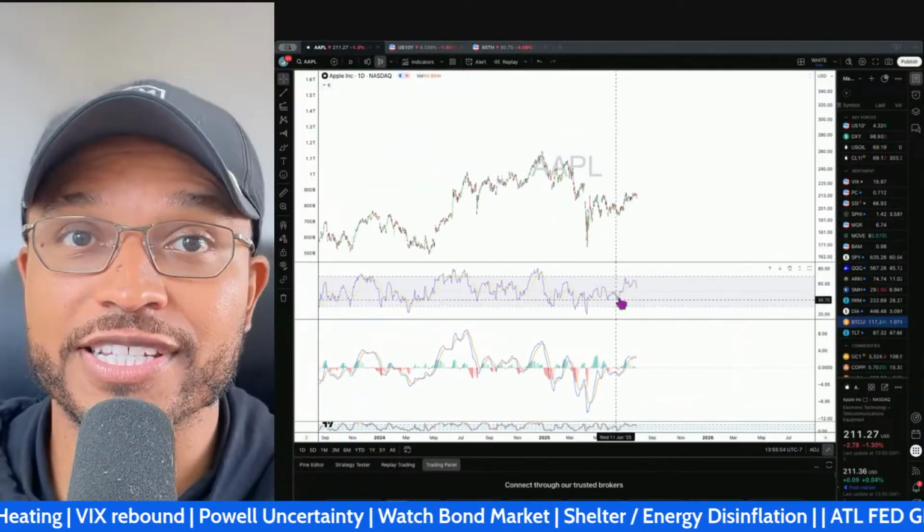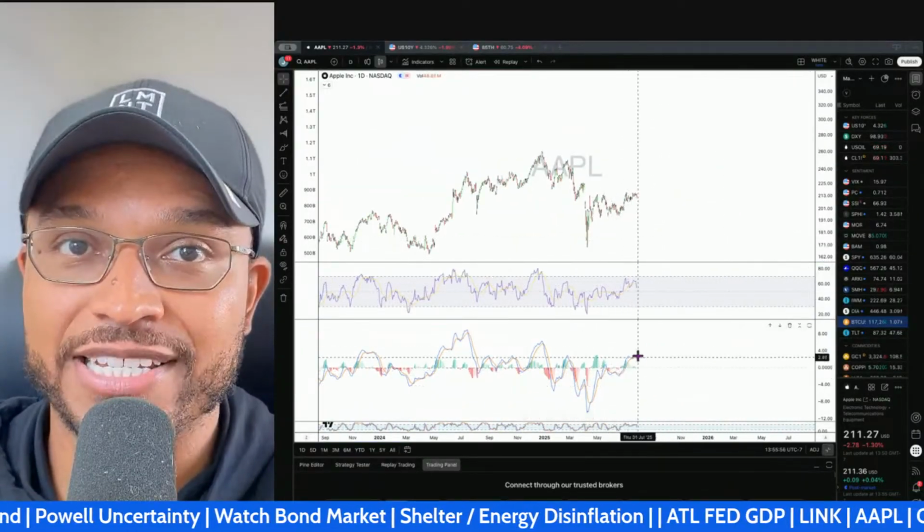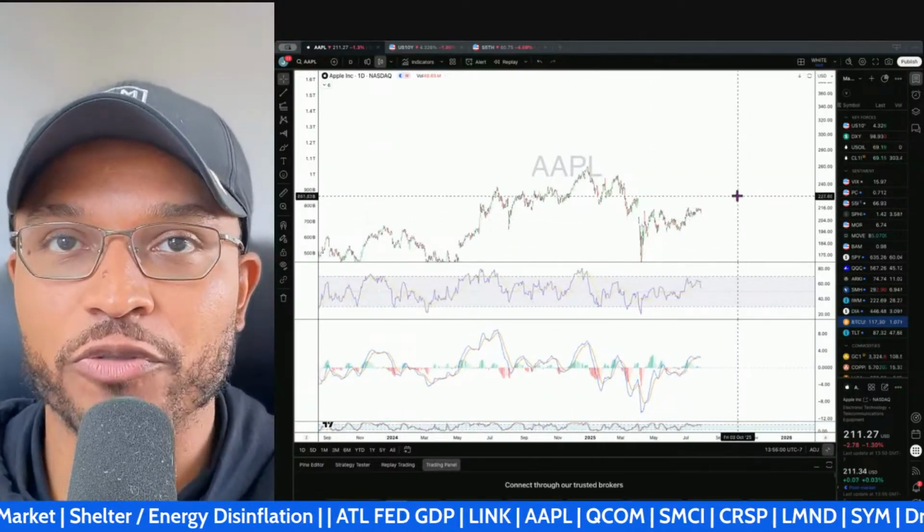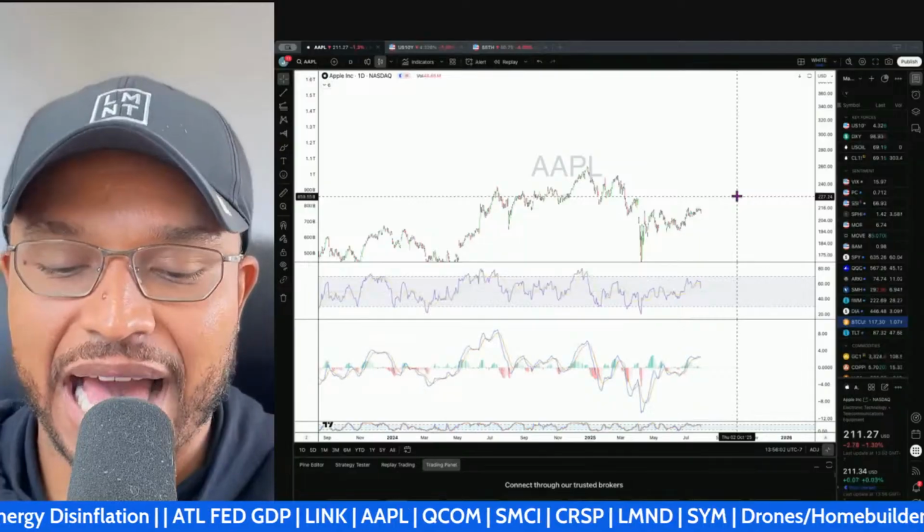But Apple looks good, still climbing on that RSI. MACD still climbing, not as smooth. It's broken the falling pattern. We need to get to earnings. I like Apple. Okay, I like Apple.